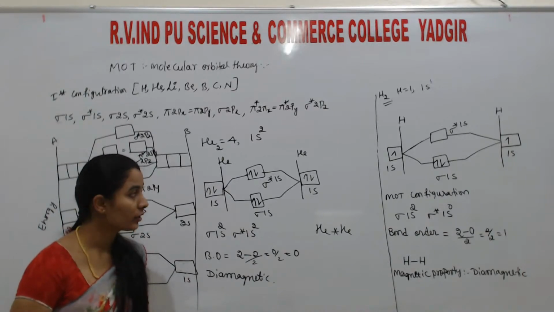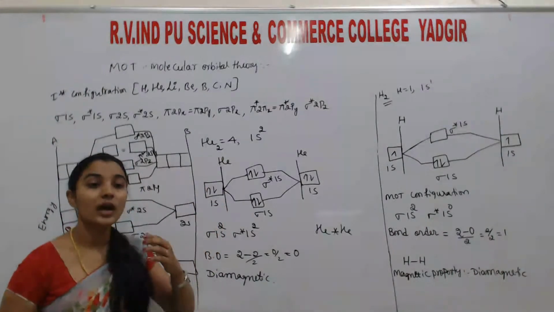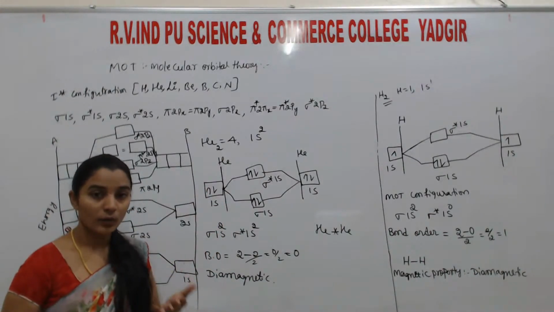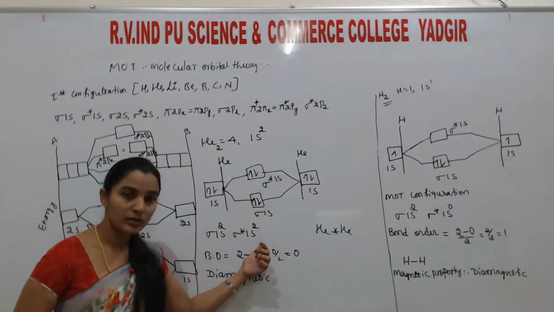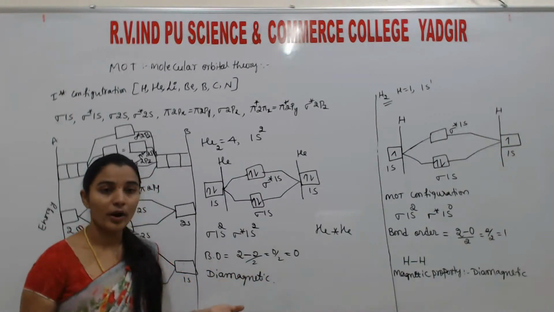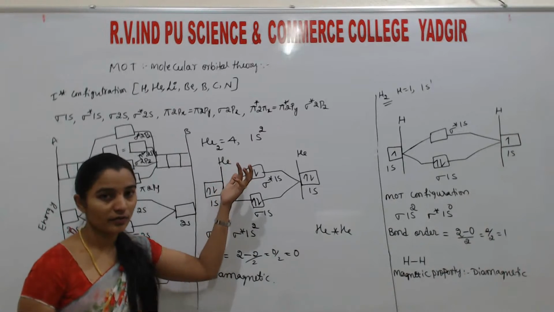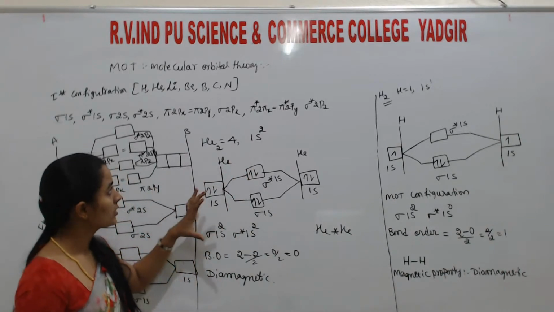And the most important question they often ask is why the helium molecule is unstable. You have to write this diagram, write this configuration, and show bond order 0. If there is no bond, there is no existence of a molecule. Understood? Okay. So this is all about that.